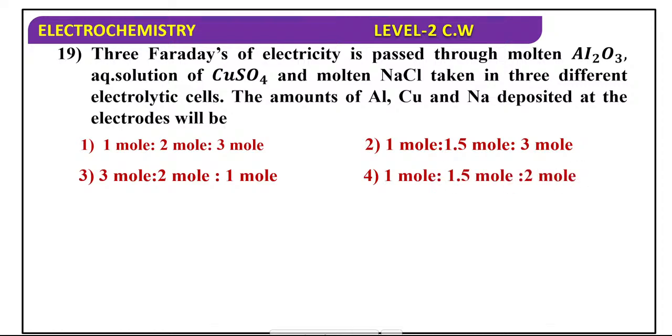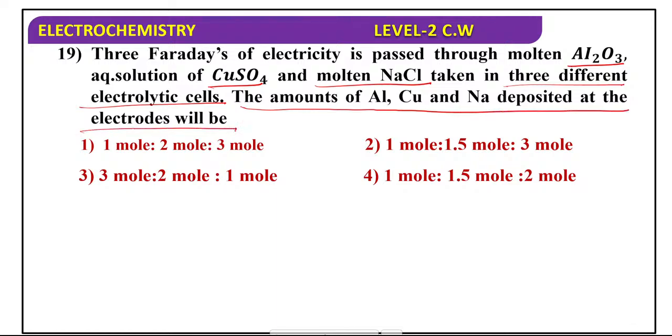Second last question. 3 Faradays of electricity is passed through molten Al2O3, aqueous solution of copper sulfate, molten NaCl, taken in 3 different electrolytic cells. The amounts of aluminium, copper and sodium deposited at the electrodes will be. Yes, beta. Aluminium is 3 plus in Al2O3, copper is 2 plus in copper sulfate, sodium is 1 plus in NaCl. It is taken in 3 different electrolytic cells.